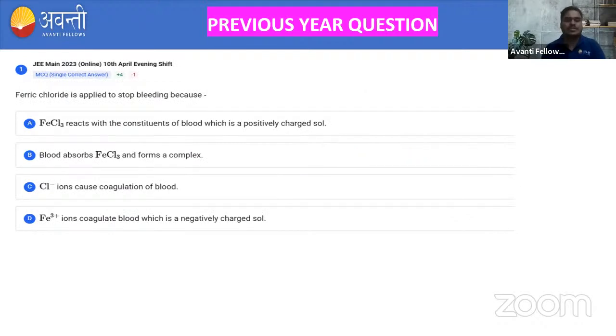Ferric chloride is applied to stop bleeding. Why do we apply ferric chloride? Can anyone tell me the specific reason for this? जल्दी, क्या होगा? Ferric chloride, this is FeCl3. Why will this be applied? To stop the blood. This is the blood we have.